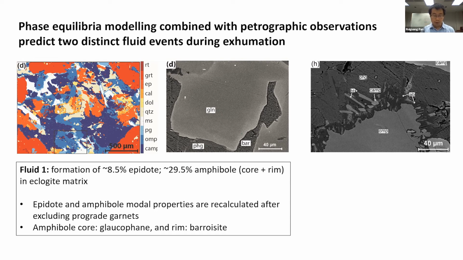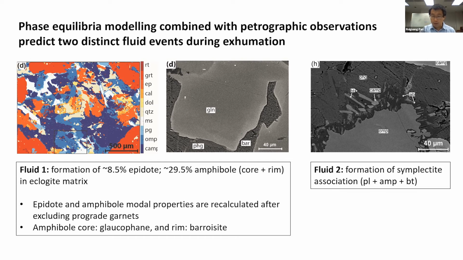The first two microscopic pictures show the fluid one. This phase of fluid is evidenced by the observation of 8.5 volume percent epidote and 29.5% amphibole. Those two minerals can form during exhumation because they are not stable at the peak metamorphism. These two mineral proportions are recalculated after excluding the prograde garnets. The core shows the composition of glaucophane and the rim shows the composition of barroisite. The second fluid is about the formation of the symplectite association of the minerals plagioclase, amphibole, and biotite.